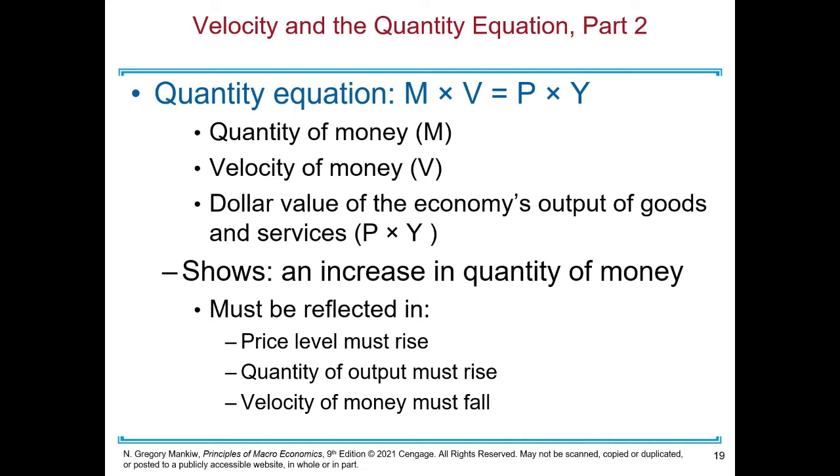But remember that Y is constant. It's not altered by the changes or the alterations in the money supply. So this Y here is going to be constant, which really means that if the money supply increases, it's either going to be velocity of money or it's the price level.